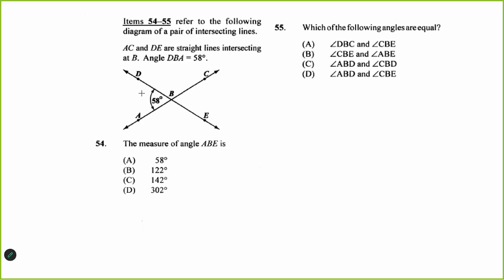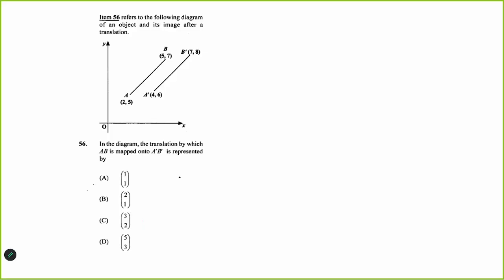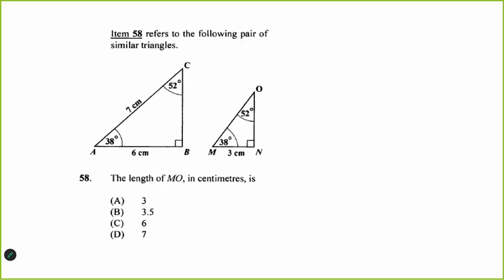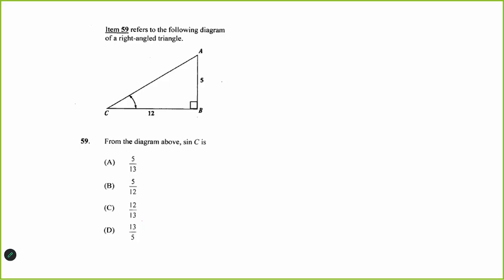This one here, ABE was 180 minus 58, which is 122. Which angles are equal? ABD and CBE, which is this one. We did this question already. I believe 2, 1 was the answer. This one is a repeated question, 180 minus 3x. Repeated question, 3.5.